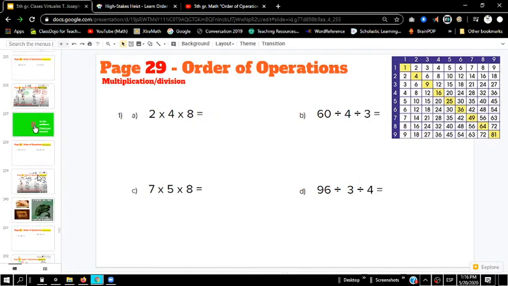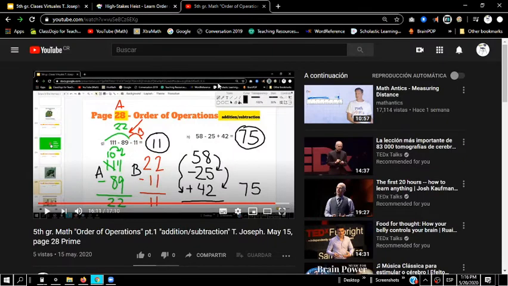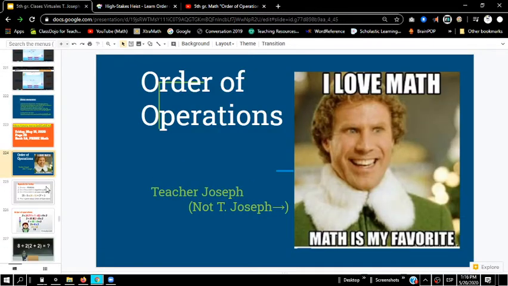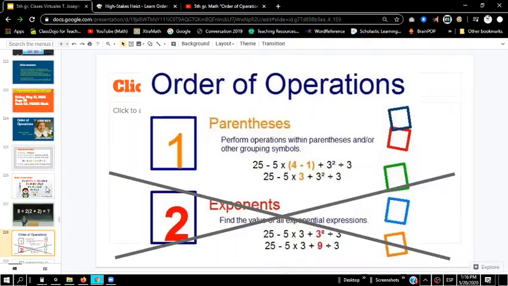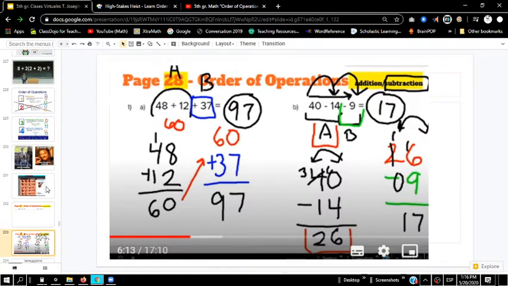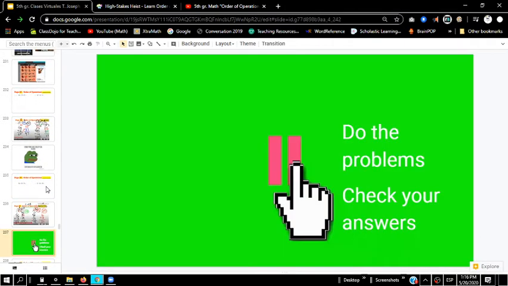Again, we already did page 28 last time, so if you didn't catch what we did last time for the first couple of problems on page 28, check out this link right here. The link to the video is right there, just so that you can understand a little bit more about the order of operations, okay? We went through all those problems on page 28, okay? If you didn't catch it, here are the answers right here and the explanations. All right?